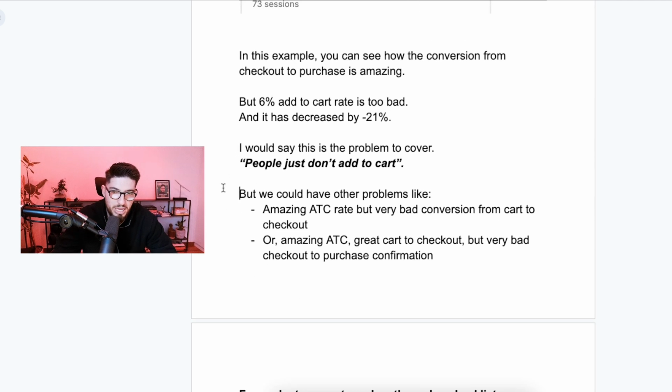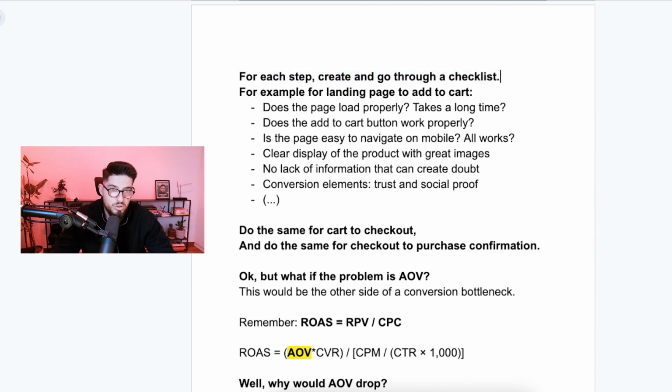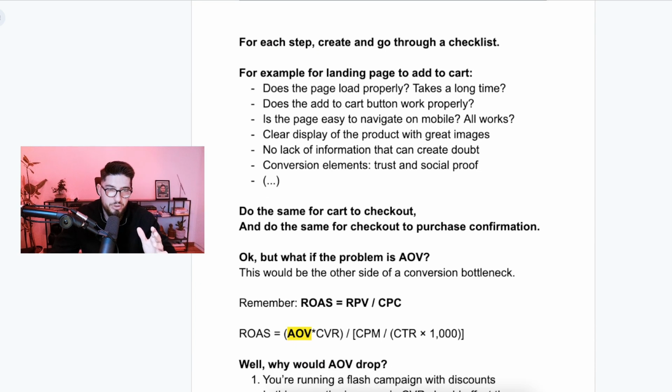So again, as I mentioned, you could have other problems, like they add to cart, but they don't go to checkout, or they go to checkout, but they don't go to purchase confirmation. But for now, the main conclusion is for each one of those steps, you want to have a checklist and go through the checklist when you have that problem. And if you have that template, it's much easier and faster to solve. So for landing page to add to cart, go through this checklist. Does the page load properly on mobile with the link from the ads? Does it take a long time?